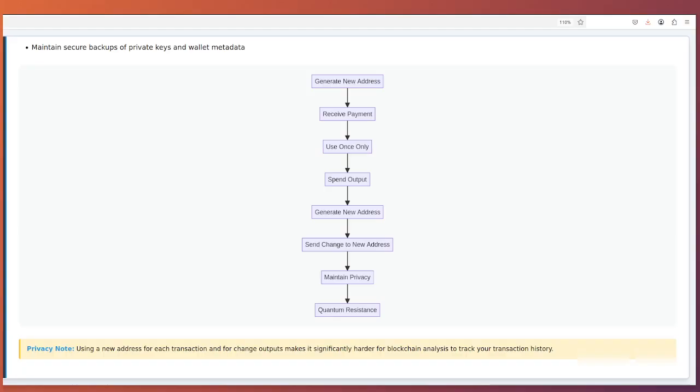Use appropriate security for different value amounts. For small amounts used in regular transactions, a mobile wallet with standard security might be appropriate. For larger amounts, use hardware wallets that keep private keys isolated from internet-connected devices. For very large amounts, consider multi-signature setups or cold storage in completely offline environments. The security measures should scale with the value at risk.